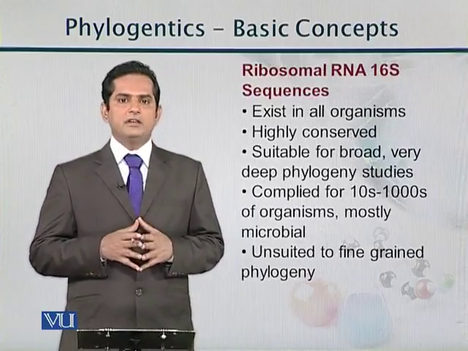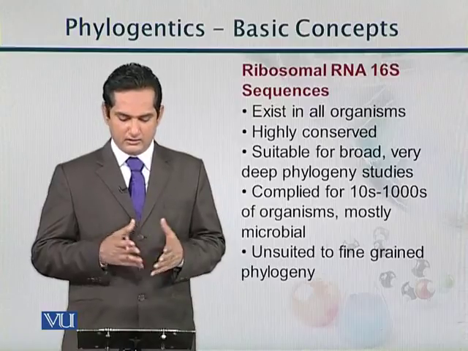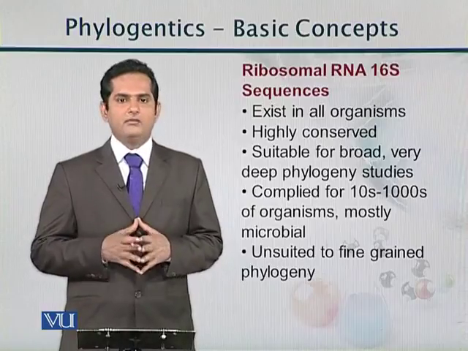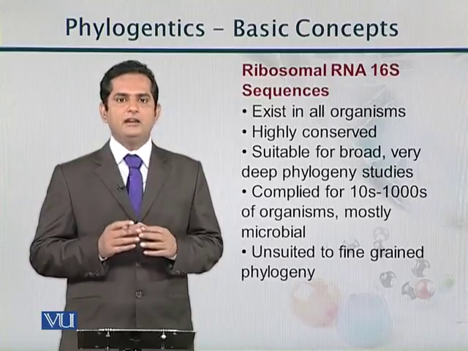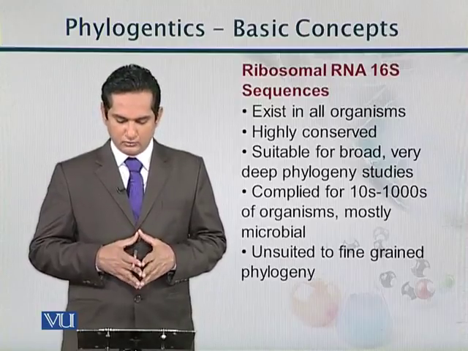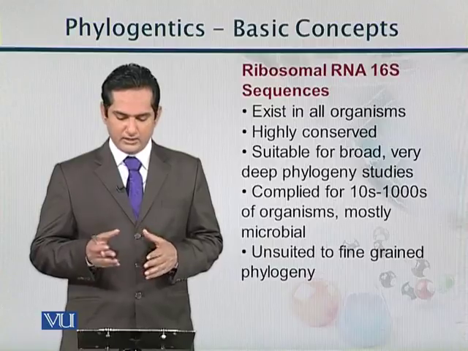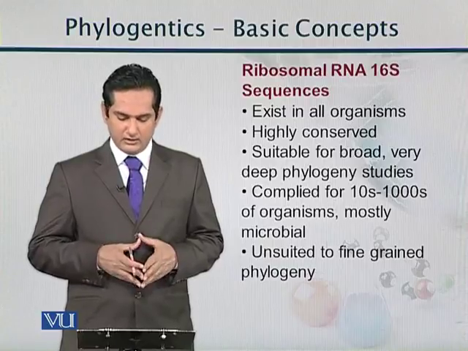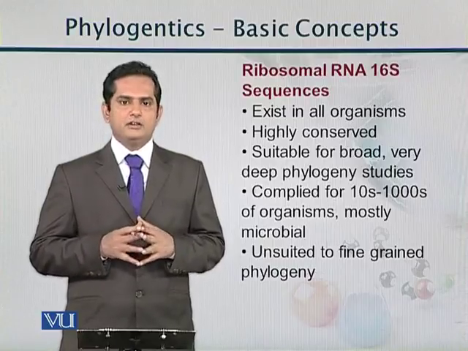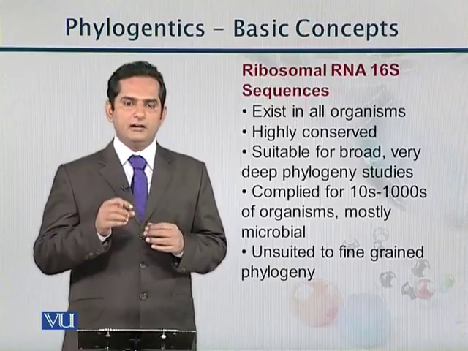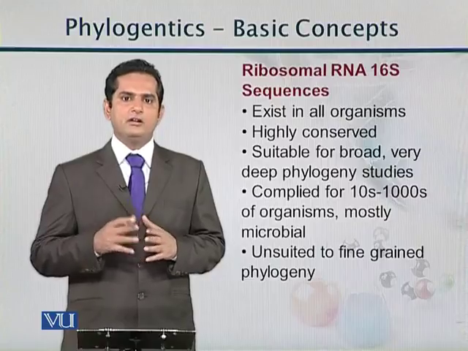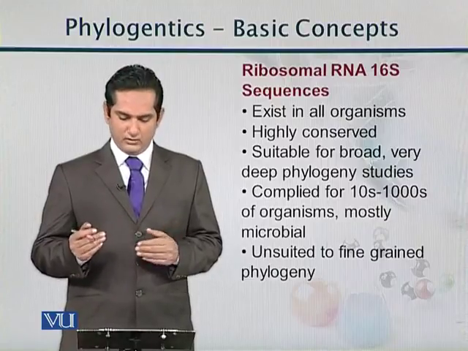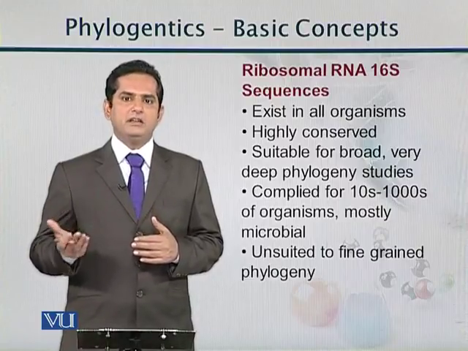Again, a very good example is the ribosomal RNA 16S sequence. Why? Because it exists in all organisms. It has very highly conserved regions. It is suitable for very broad and deep phylogenetic studies, but it is unsuited to fine grained phylogeny. If we have to find out detailed phylogenetic information, it is not suitable. Otherwise it is very useful for millions or billions of organisms.